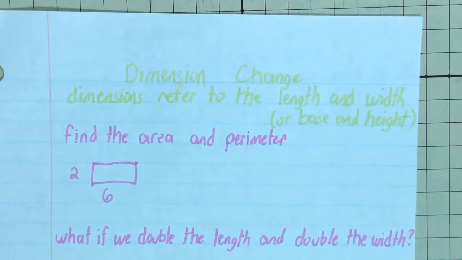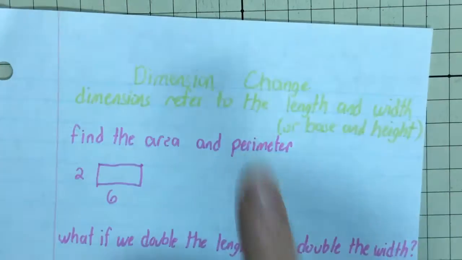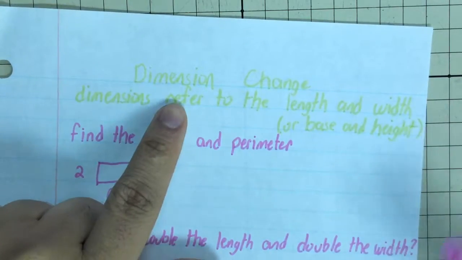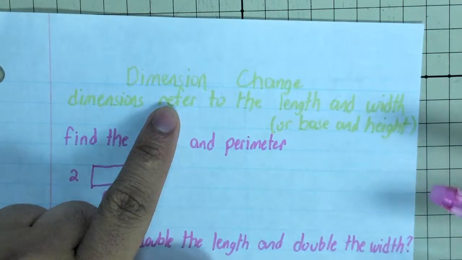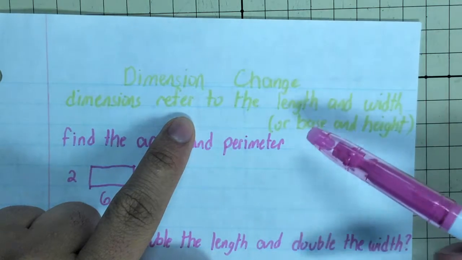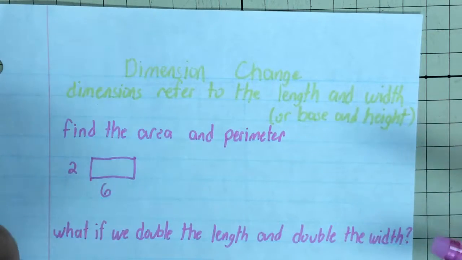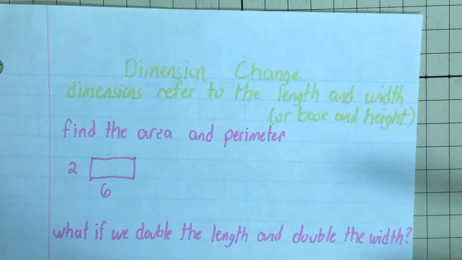In this video, I will talk about dimension change. So dimensions refer to the length and the width of a 2D figure. Sometimes we call them the base and the height. So what would happen to my area and perimeter when we change these dimensions?